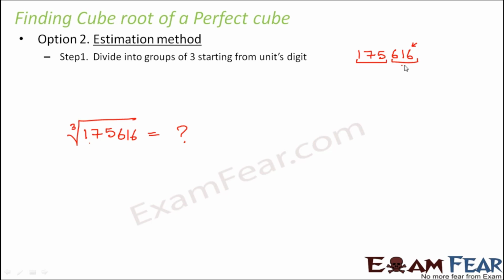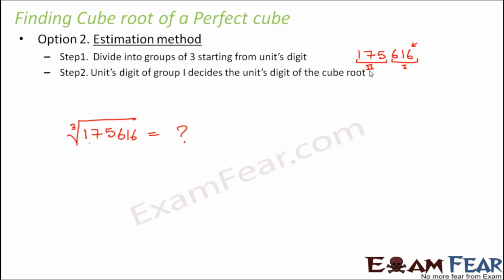So these are the 2 groups that are formed. Let us call this group 1. Let us call this group 2. So that's your step number 1. Step number 2: the units digit of group 1 decides the units digit of the cube root.